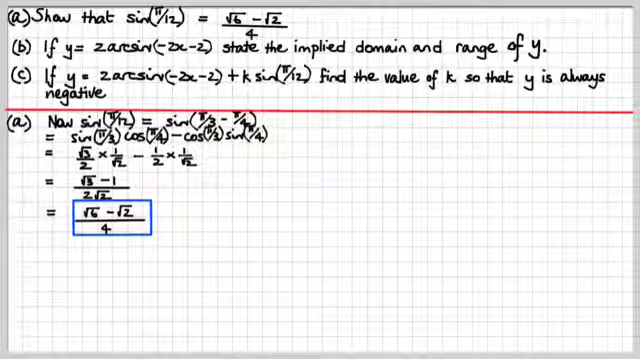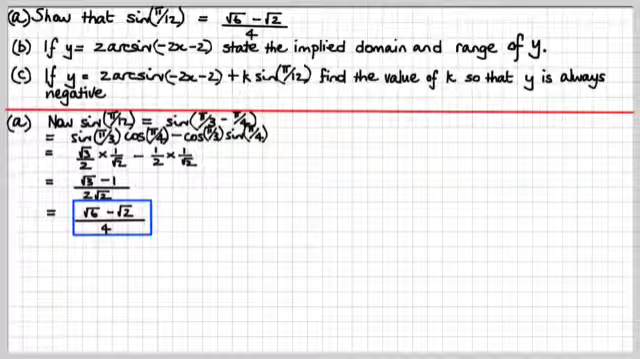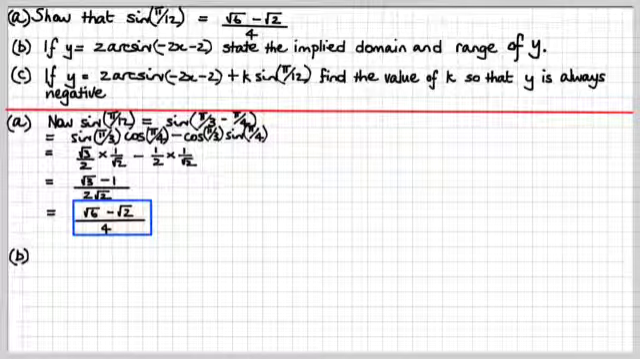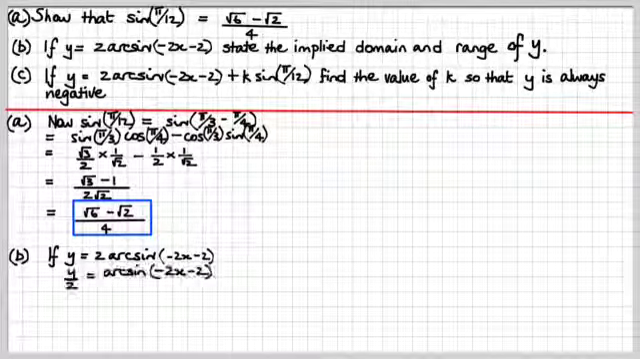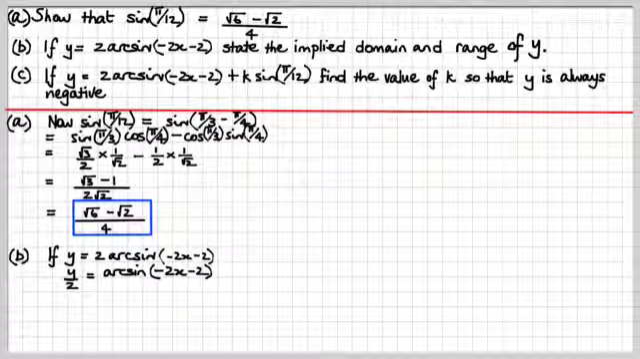Okay, now what have we got to do in part B? Well, if y equals 2 arc sine of minus 2x minus 2, state the implied domain and range of y. Oh, that's not so bad. These are easy if you know how to do them, guys. Alright, so y is 2 arc sine of minus 2x minus 2. Therefore, putting it in that form, y over 2 is arc sine of minus 2x minus 2.